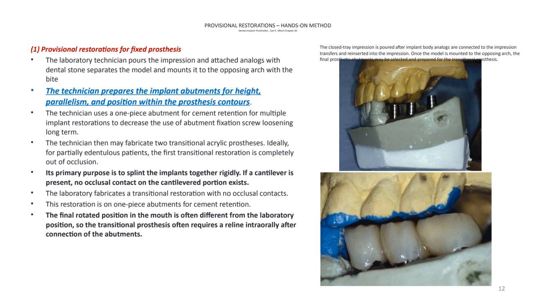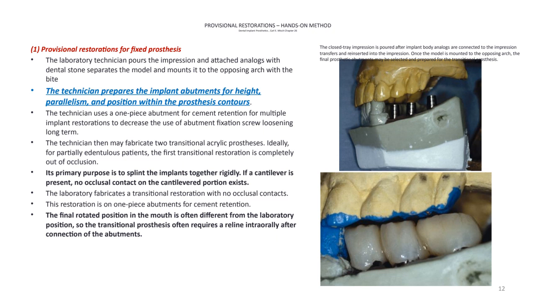So, like we said before, we have different types of provisional. We have provisional for the fixed prosthesis and also provisional for the removable. The laboratory technicians, when we are talking about fixed prosthesis, we're going to make the models again where we have the replicas inside, right? So the replicas show us the position and the location of the implants, exactly how they are in the patient's mouth, right?